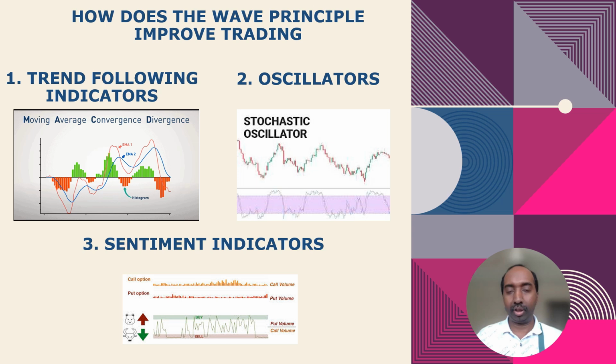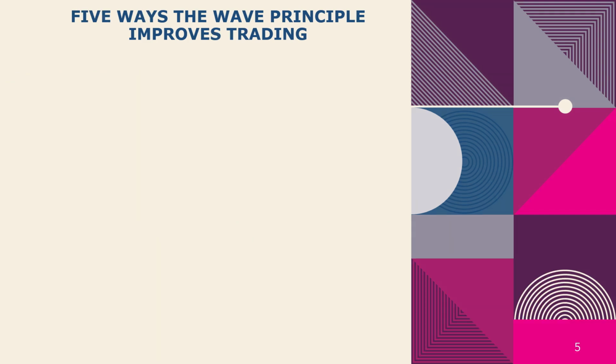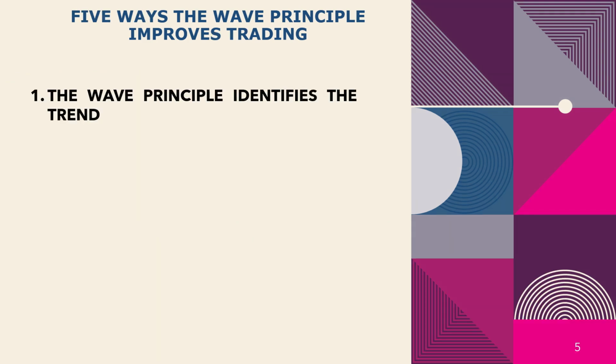Most technical studies simply don't reveal pertinent information such as the maturity of the trend or a definable price target. Is this a new trend or old trend? But wave principle does. Five ways the wave principle improves trading. Number 1. The wave principle identifies the dominant trend. We have motive waves and corrective waves. Motive waves help us to identify the dominant trend.